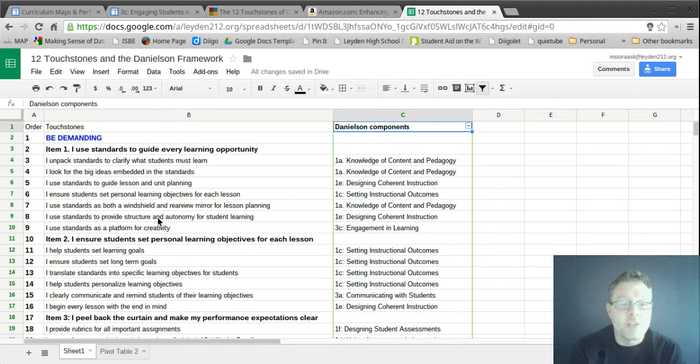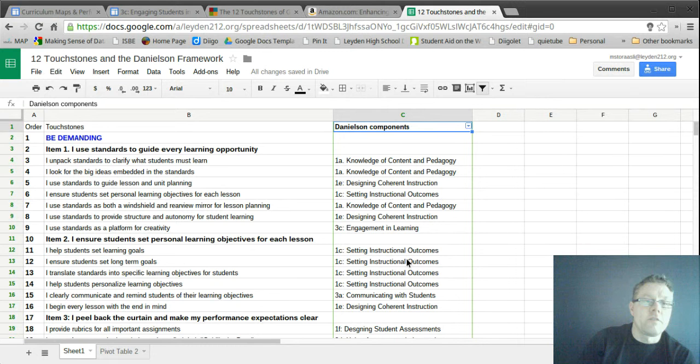What I have done, though, is actually try to match these things up. So matching up the 12 touchstones and all of their subcomponents, and kind of try to match them up with Danielson to show there's significant overlap there. So unpacking standards to clarify what students must learn, that correlates to knowledge and content and pedagogy. Or ensuring students set long-term goals. Well, in my mind, that's setting instructional outcomes. Okay, there's significant overlap there. So, we will spend much more time in July on this.